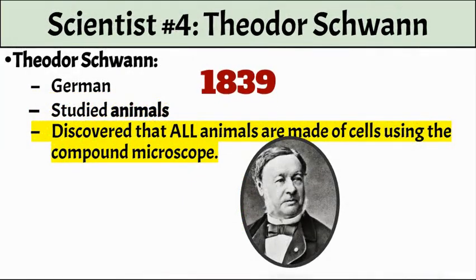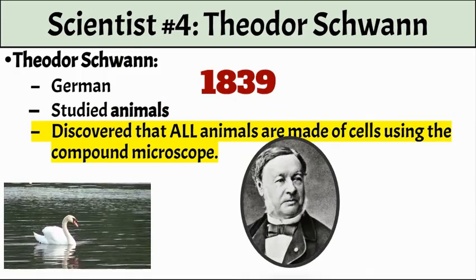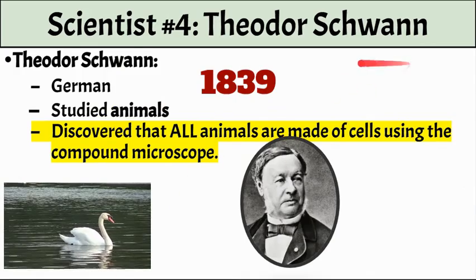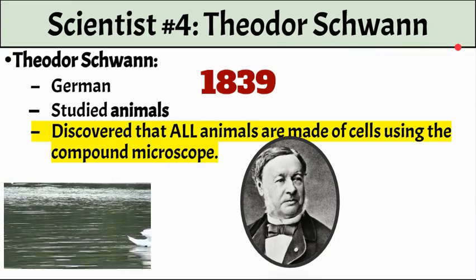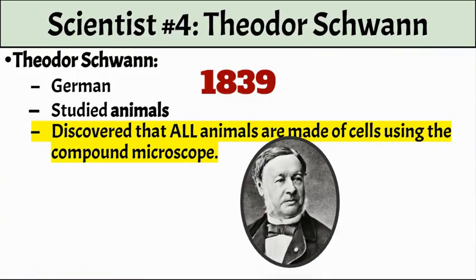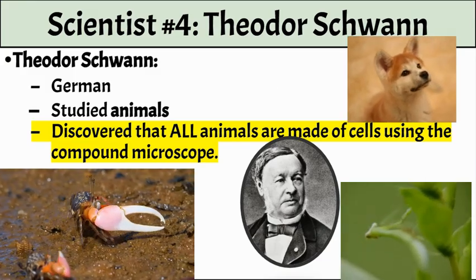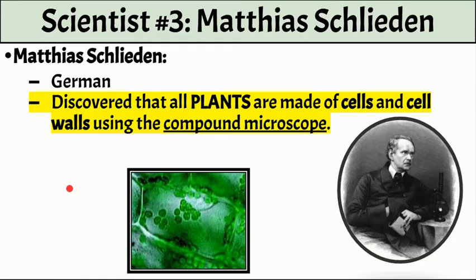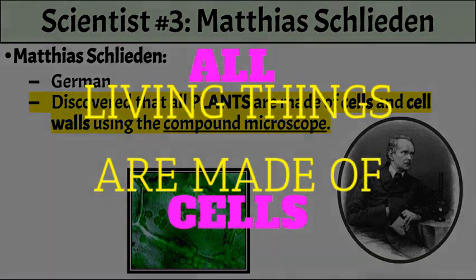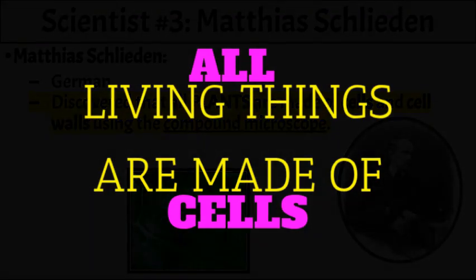Right around the same time, this guy Theodor Schwann, he studied animals. So I remember Schwann studied animals because Schwann sounds like swan. After lots and lots of observations, he decided that all animals are made of cells, also using a compound microscope. So here are some pictures of the different kinds of cells that are inside of animals. So you put Schwann together with Schleiden, you get part of the cell theory that all living things are made of cells.